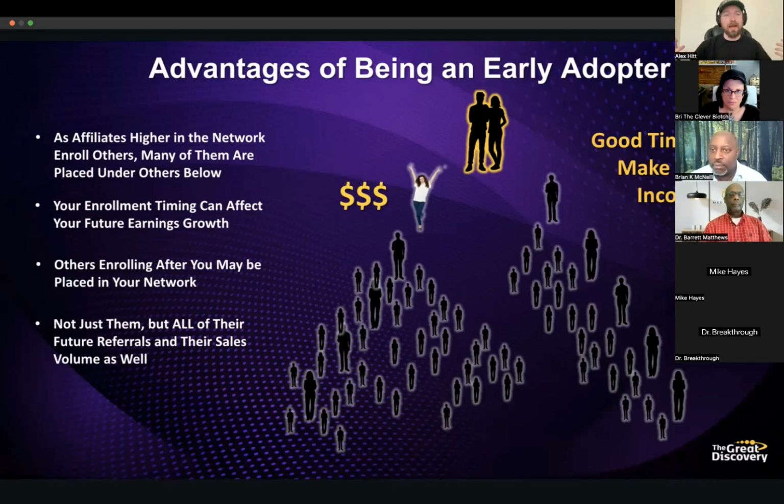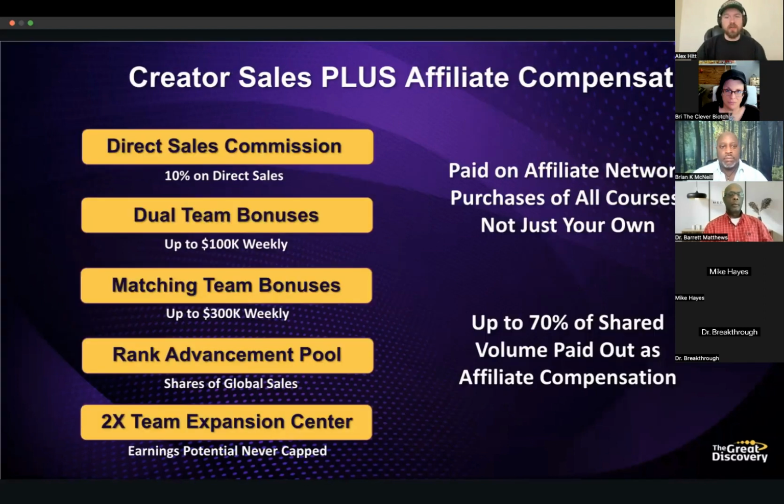There's a woman named Bailan. Bailan introduced 12 people into the Great Discovery, and those 12 people have turned into well over 100 in a very short period of time. These are the other types of compensations that you can actually get as an affiliate. So there's upwards to 5 different ways that you can get paid as an affiliate through the Great Discovery, which is really, really amazing.